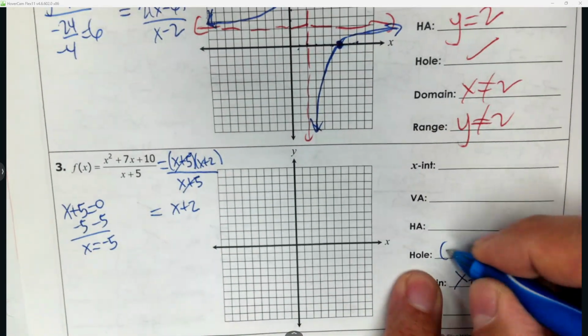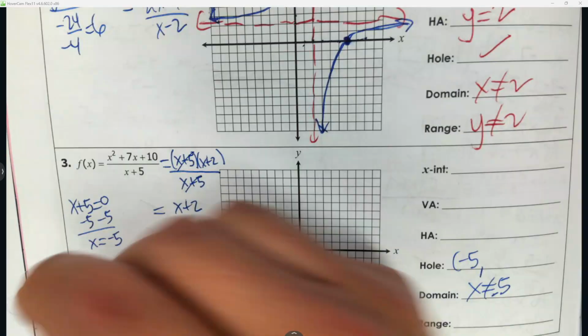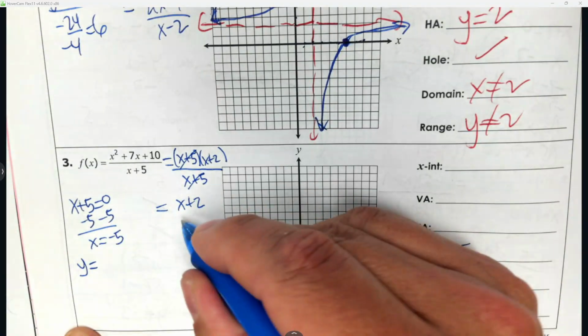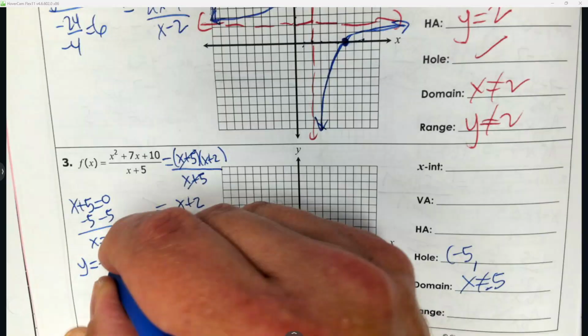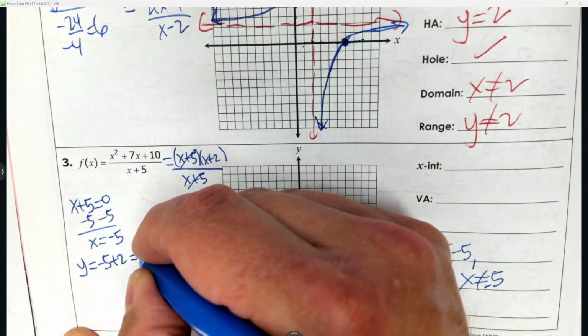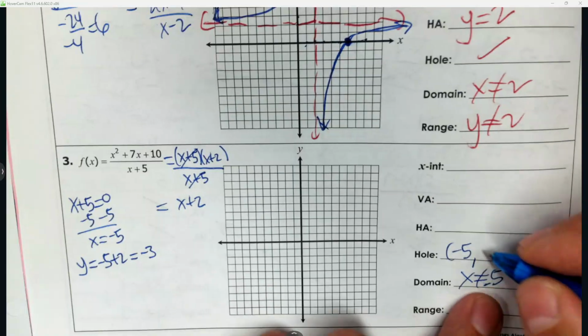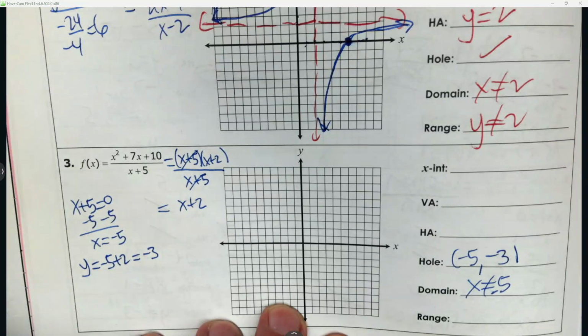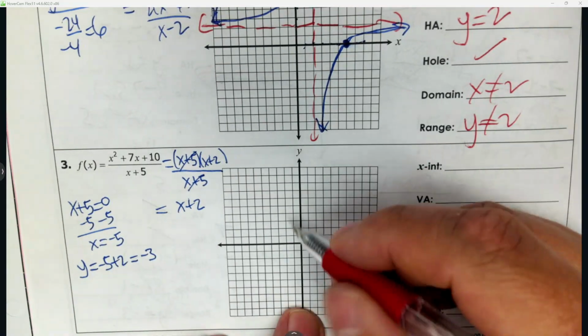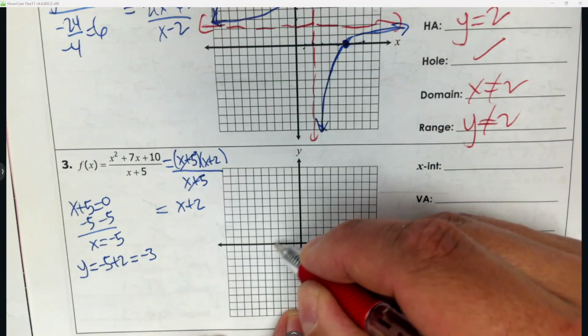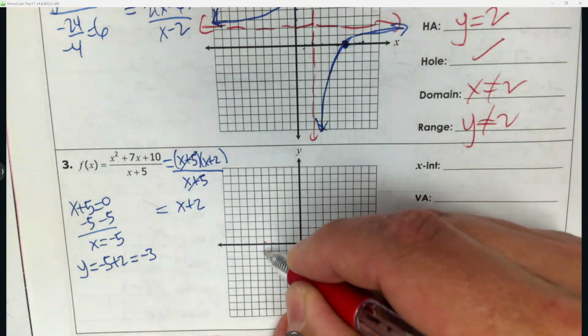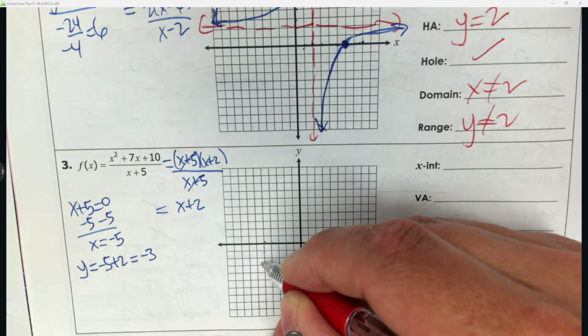That's the hole. But the hole also has a y value. So to find the y value, I plug in negative 5 for x and solve it. So negative 5 plus 2, and I get the answer negative 3. Oh, I messed up my color coding. All right, negative 5, 1, 2, 3, 4, 5, and negative 3. There's my hole.